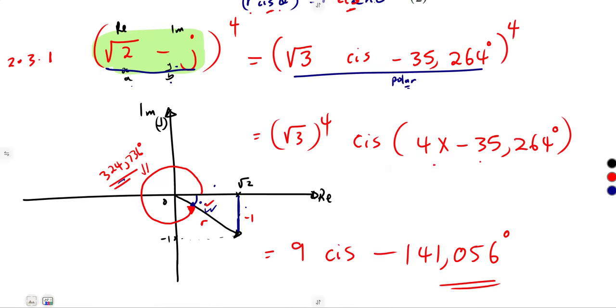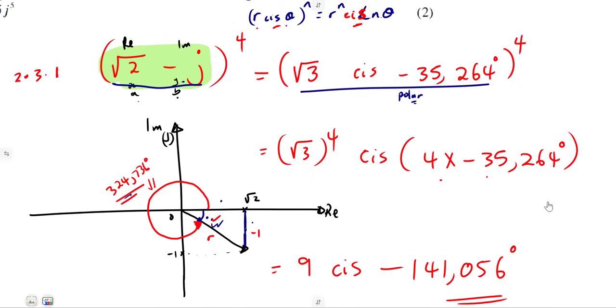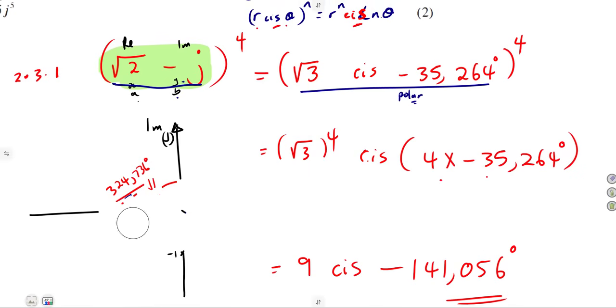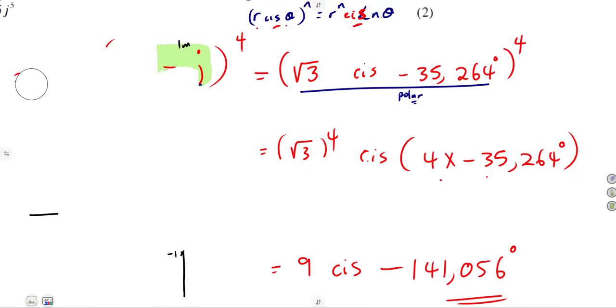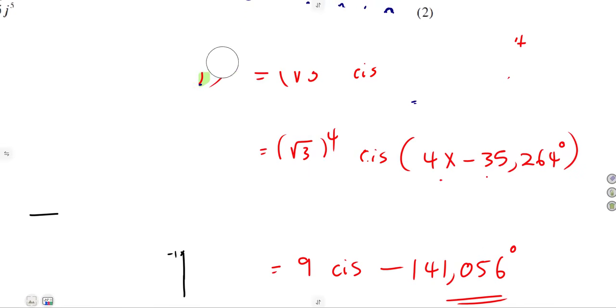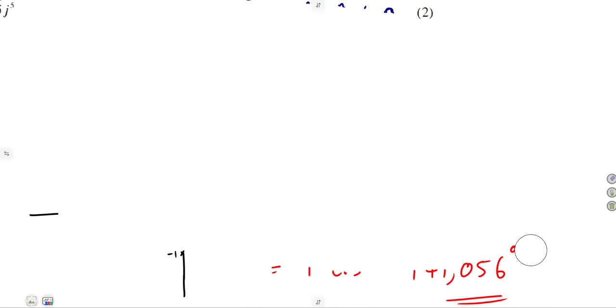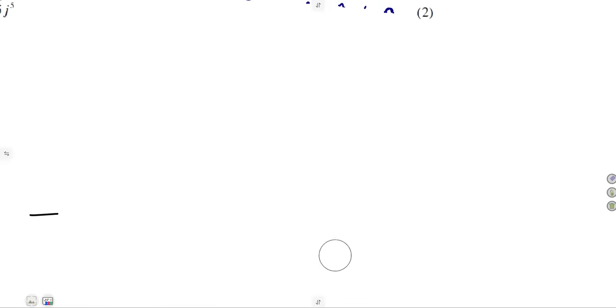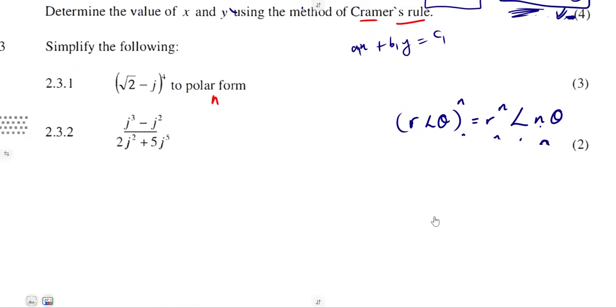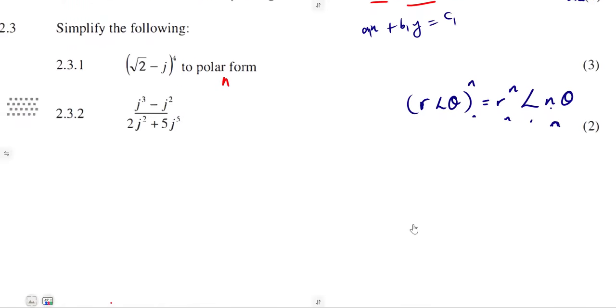If you choose to work with the positive, it's up to you. All right, so that was it. So those are the stages. We just need to figure out which quadrant we are in on our Argand diagram, where we have the real and the imaginary axes.